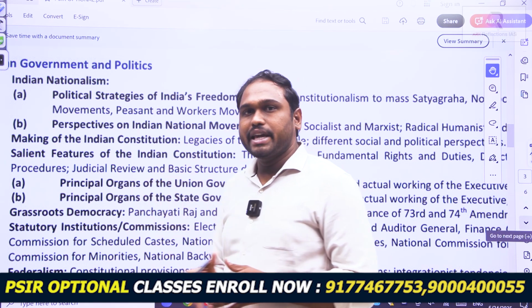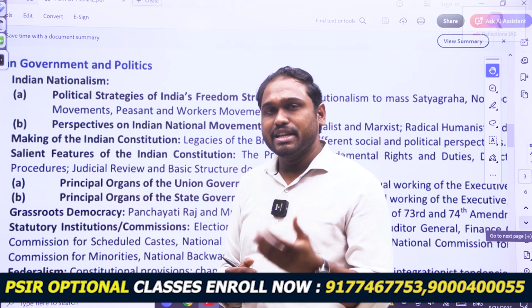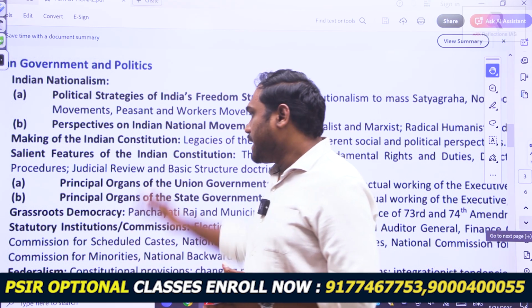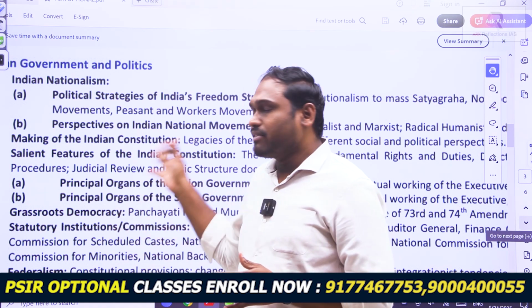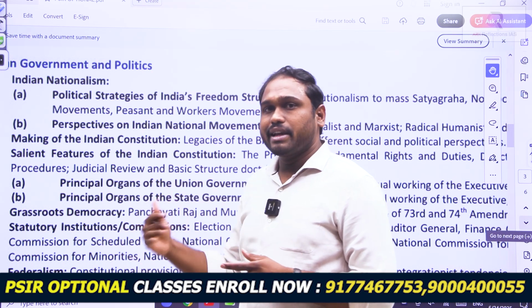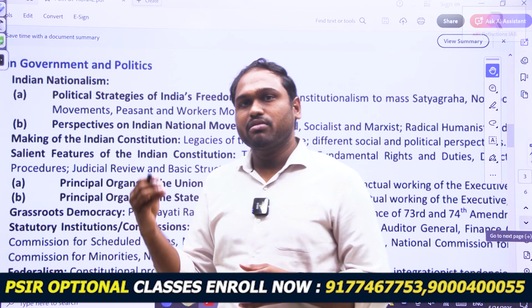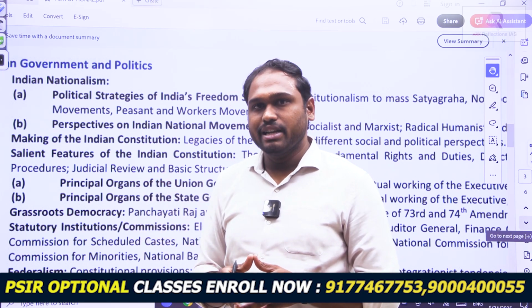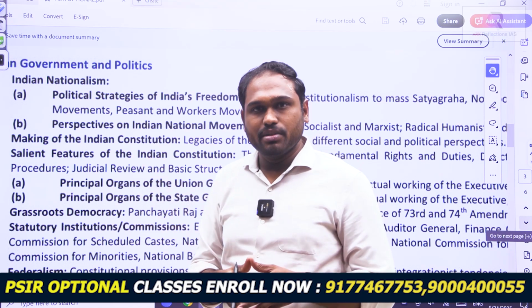Besides that, the making of the constitution, salient features, the governance framework, legislature, executive, judiciary, everything in consonance with GS paper 2 is available in part 2 of paper 1. This is how we can use this paper for GS paper 2, exactly the same syllabus. You can observe, this is the testimony that we have the same syllabus.